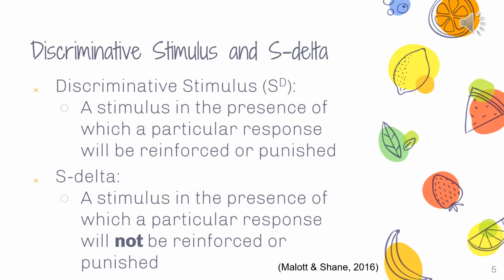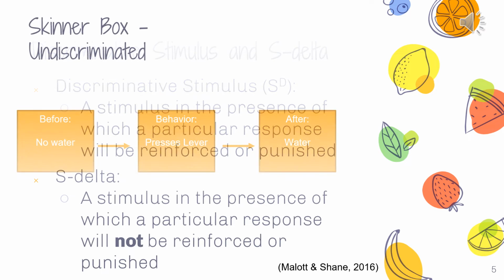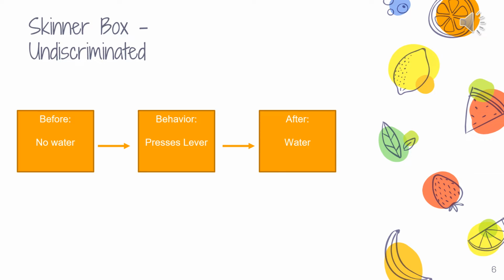The SD will signal whether a response will be reinforced or punished, and an S delta signals when a response will not receive reinforcement or punishment. Here we see a simple, undiscriminated contingency in the Skinner box. Rudolph the rat has no water, he presses a lever, and he receives water. In an undiscriminated contingency, the outcome will follow the response regardless of the environmental stimuli surrounding the response.